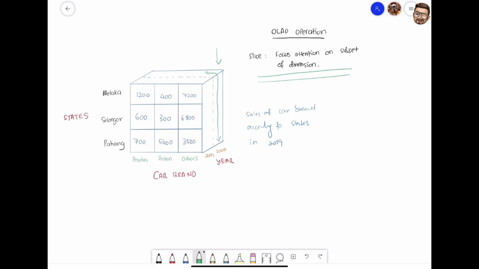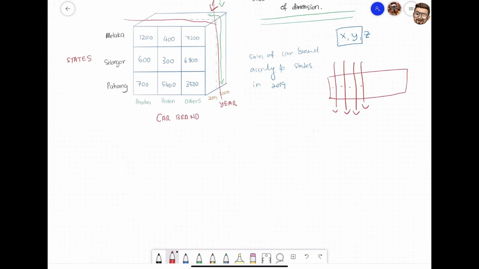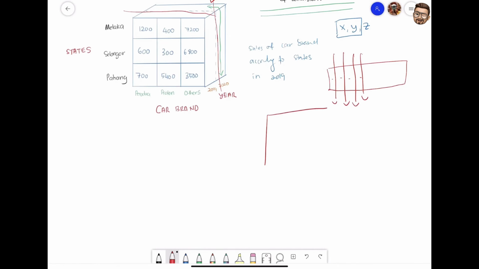So based on our data cube, what are our dimensions? We have x, y, and z. So when we do the slice, we only take the x and y. So you cut the data over here, just like, remember we have the banana cake, and your mother cuts it like this, slice per slice. So this is what we are going to do. If you want to see data in 2020, you slice the 2019, and you will see data for 2020 over here.